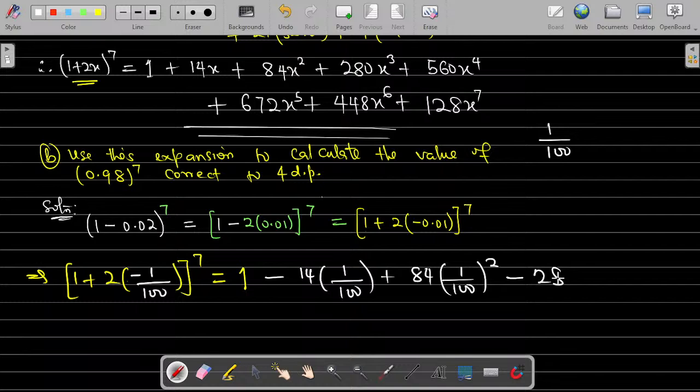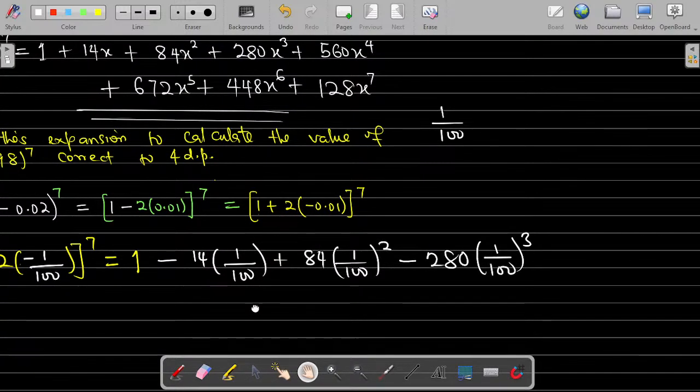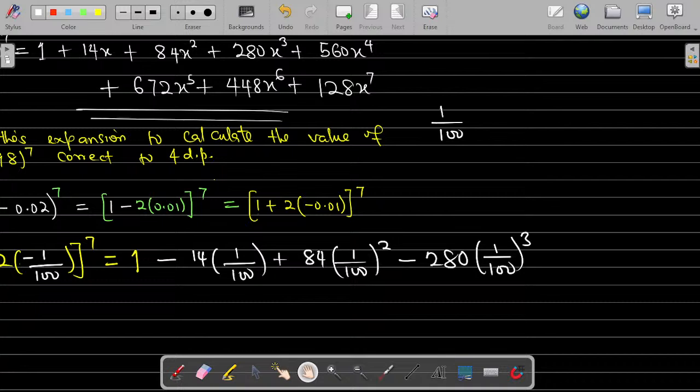So we have 280. Ordinarily we should have a minus here, but I've brought out the minus, so I can still have just 1 over 100 raised to the power of 3. Then I need to move this way because I need to see this expansion. The next one is 560. The power is even, so I can just take away the minus, and that's to the power of 4. Let me try to write the rest down here.